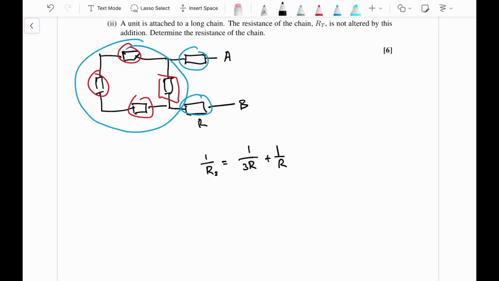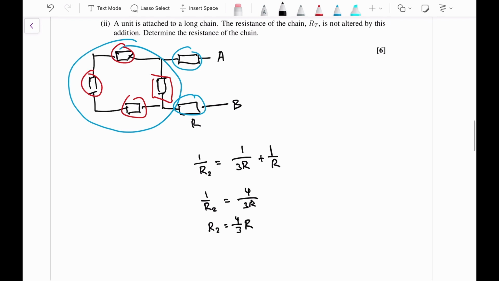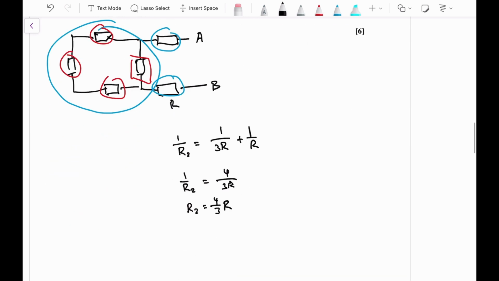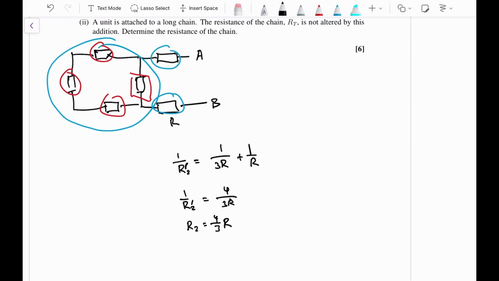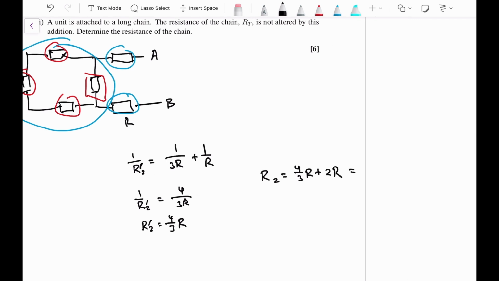So 1 over R2 will be equal to 3 over the denominator, that is this, so therefore R2 will be equal to 4 over 3R. Then I'm going to add the 2 resistors in series, so R2 will be equal to 4 over 3R plus 2R. And what we will get is 10 over 3R. And that will be one of the answers.